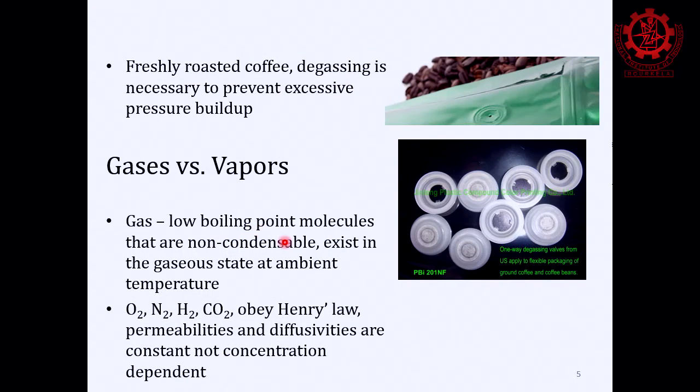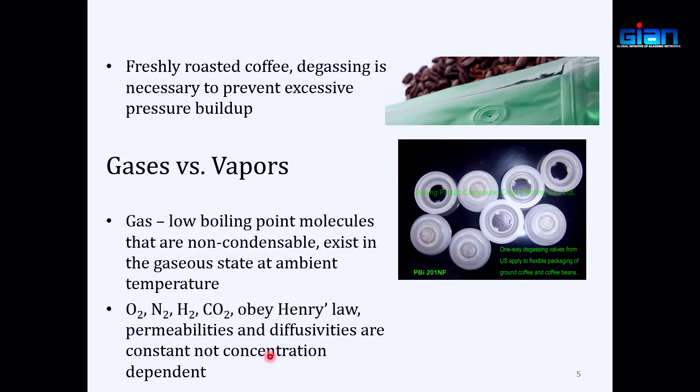So gases have a low boiling point, and they are not condensable and exist in the gaseous state at ambient temperature. The examples of gases which are of interest to us from the food packaging point of view are O2, N2, hydrogen, CO2, and so on, and they all follow Henry's law. We will see what we mean by Henry's law. And the permeabilities and diffusivities are constant and not concentration dependent. You understand what it means, not concentration dependent?